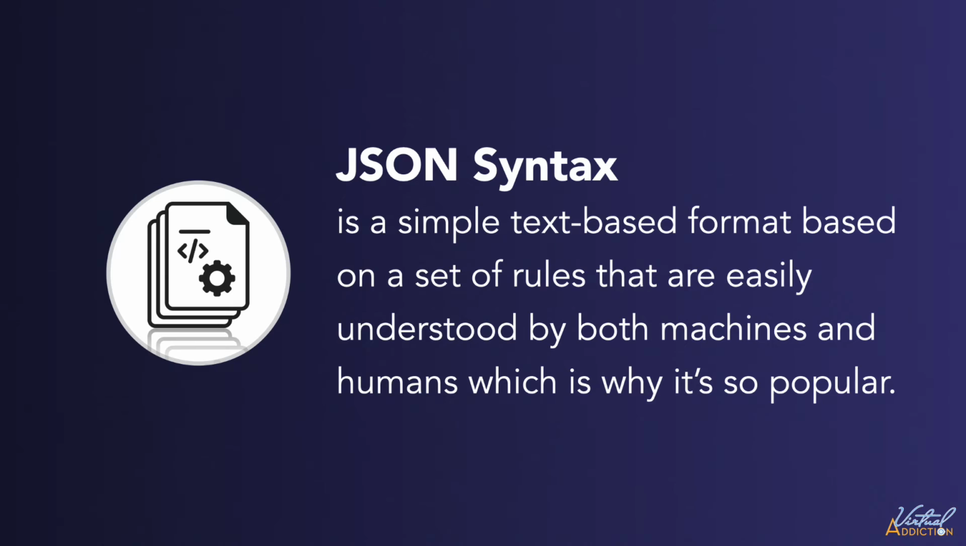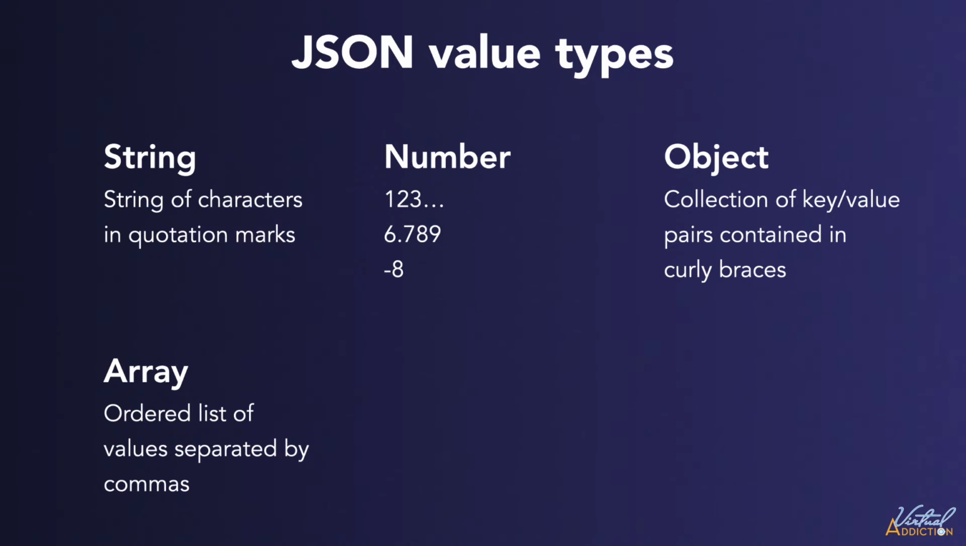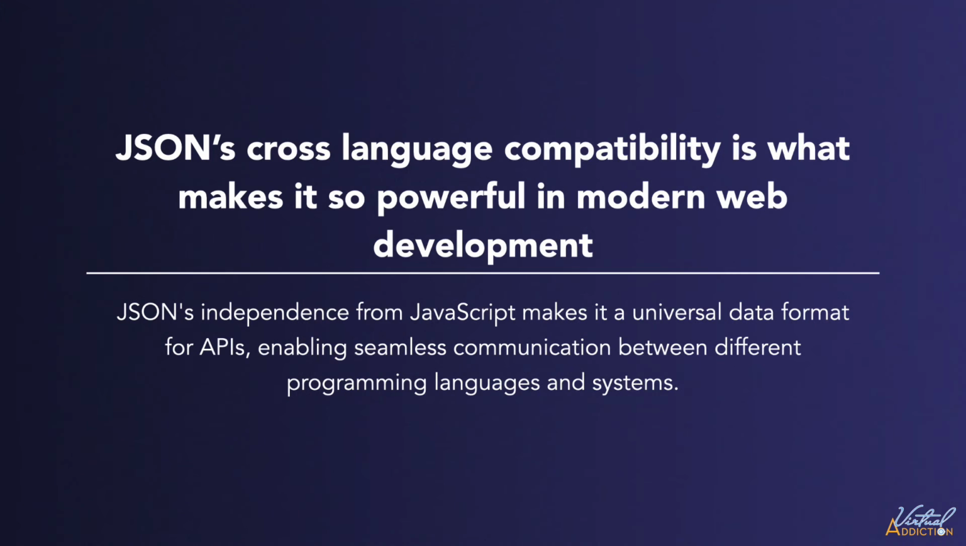JSON syntax is a simple text-based format based on a set of rules that are easily understood by both machines and humans. This is why it's so popular. It contains key value pairs, with the value being either a string, number, object, array, Boolean, or null value. While this data format uses JavaScript object syntax, JSON is a subset of the JavaScript language that is able to work independently from the language. This is especially important when working with APIs while using another programming language. You are still able to send and receive data in the JSON format.